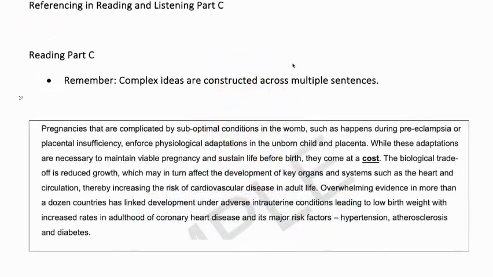Okay. But now we've got this: While these adaptations... Well, straight away you're thinking, well, what adaptations? It's referring back to these physiological adaptations that have just been mentioned in the previous sentence. Keep going. They are necessary to maintain viable pregnancy and sustain life before birth. They come at a cost. So in this question, not only have you got a lexical question, where they're asking, well, what does this cost refer to? There's also some referencing. It's referring back again to this.